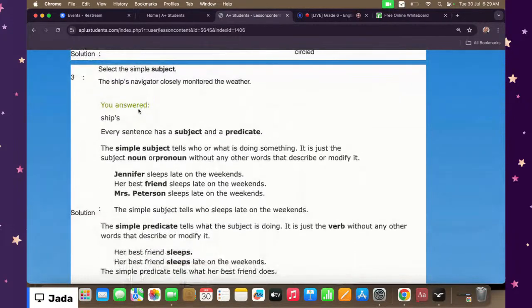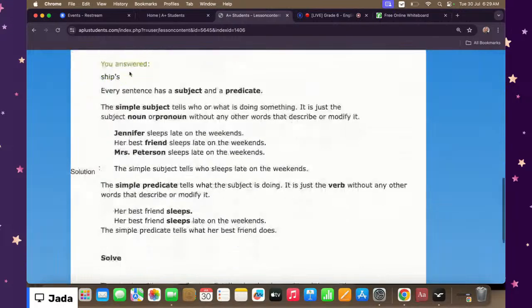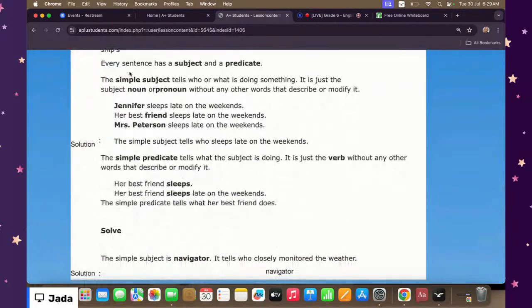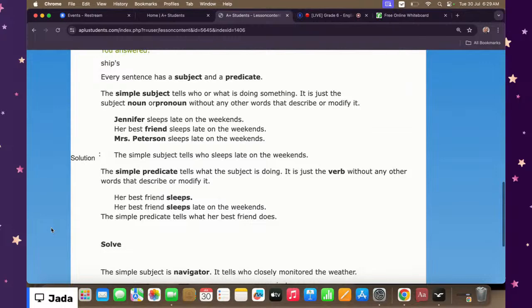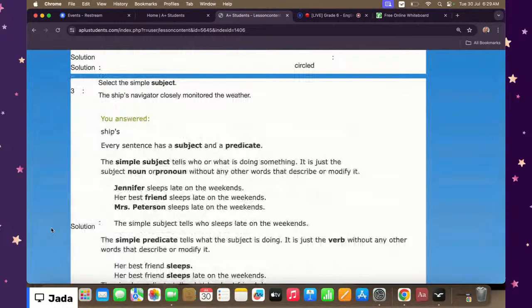Select the simple subject. The ship's navigator closely monitored the weather. Remember, take notes. The simple subject is supposed to be the noun or pronoun. Now, the simple subject is navigator. It tells who closely monitored the weather. So if we say, what's the sentence again? Navigator closely monitored the weather. So now, who is monitoring the weather? It has to be the navigator. So this is the simple subject.